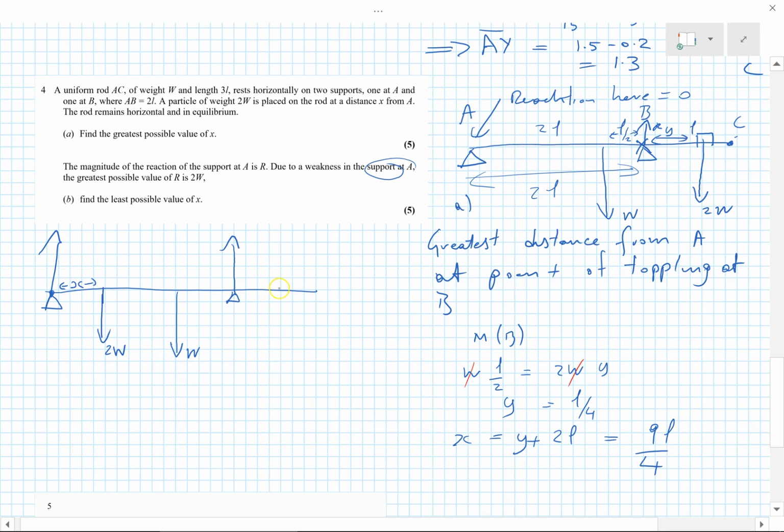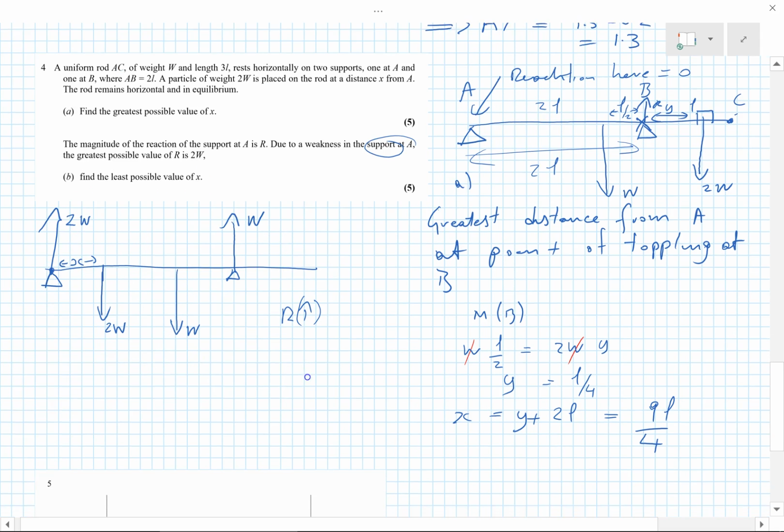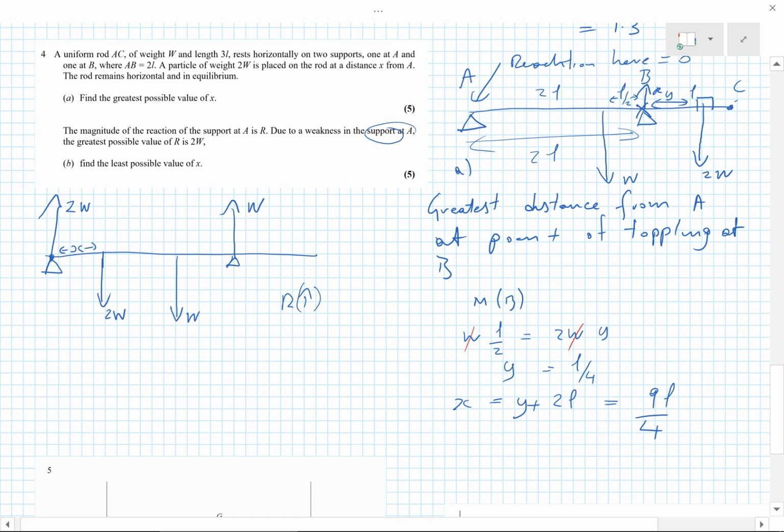Because as we move further along the rod, the reaction at B is going to decrease, and it's going to be at its maximum value here, but it's saying that it can't handle a certain reaction force there. So X will be at its least possible value. In other words, we'll be at the closest we can possibly be to A when the force here is 2W and the force here is equal to W, because forces up must be equal to forces down. We've got 3W going downwards, so we need 3W going upwards.